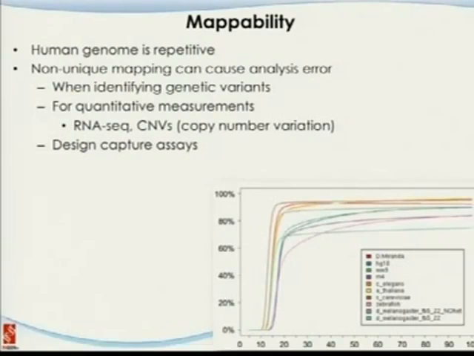So here comes the question. I'm talking about the human genome, where 52% is repetitive regions. But why can these short reads really give you 80% mappability? Okay, I'll give you the answer for that.